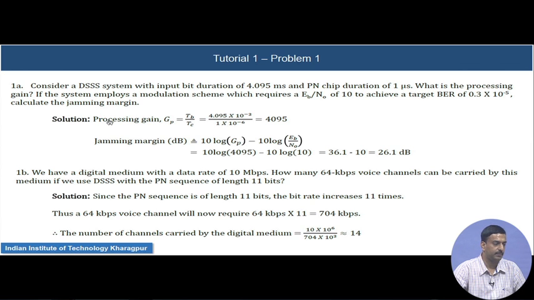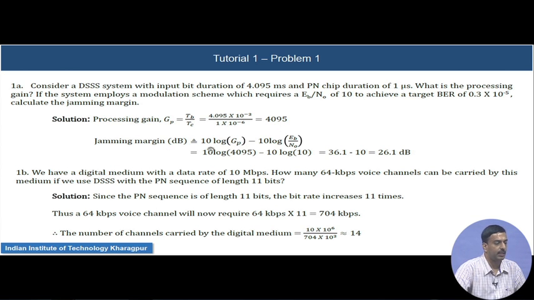As can be seen, the processing gain by definition is the ratio of the bit duration to the chip duration, and this is a pretty straightforward calculation. As you can see, the processing gain for this system turns out to be 4095.